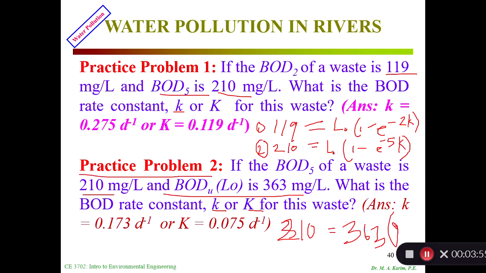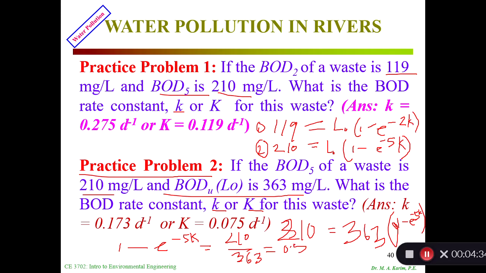Then 1 minus e to the power minus 5k, because it's the 5-day BOD. Now I can say 1 minus e to the power minus 5k equals 210 divided by 363, right? This may become a very small amount. So 210 divided by 363 is 0.57.